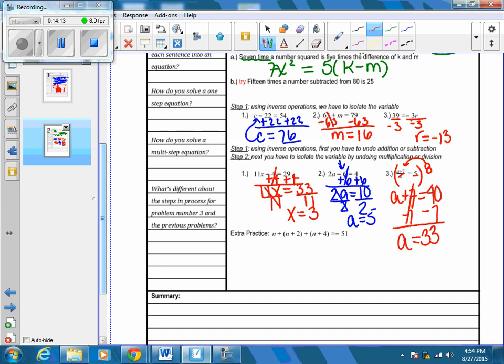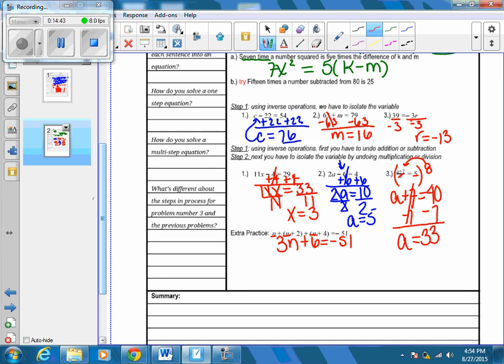And then let's try our last problem. Okay, so I have n plus 2 plus n plus 4 equals negative 51. Alright, this one looks a little overwhelming, but it's not. Remember, we have to combine like terms. Alright, so when I see it, I see 3 n's that need to be combined. Alright, then I have to look at my whole numbers. 2 plus 4 is going to be 6 equals negative 51.